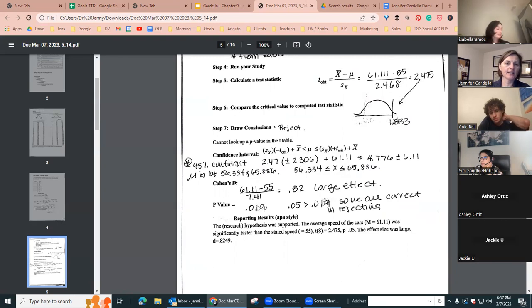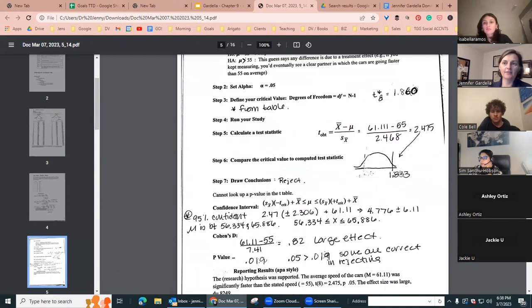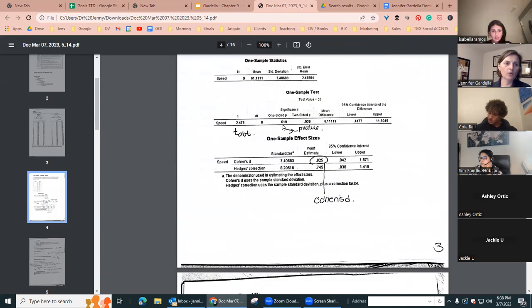We can't look up P in the table. P is the percent of scores beyond our test statistic in the tails. And if P is less than alpha, we've got significance. So I did the P value down here. Our P value is 0.019. Where did I get that from? Right here. 0.019. This is a one-sided test statistic, right? We're running this as a one-sided test. This is where you really have to keep your wits about you.